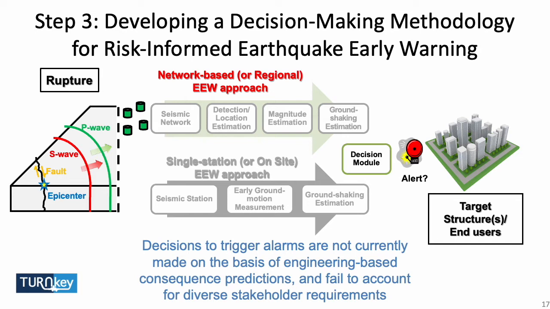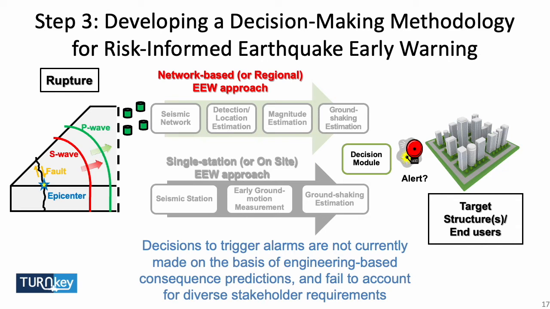So if its magnitude is predicted to be large, or the ground shaking at a particular location is predicted to be large, we then decide whether or not to issue an alert. But this isn't the best way of making a decision on whether or not an earthquake early warning alert should be issued, because it doesn't properly take into account the impacts of that earthquake on the built environment and on society. For that type of analysis, we do also need to incorporate some earthquake engineering methods and tools.